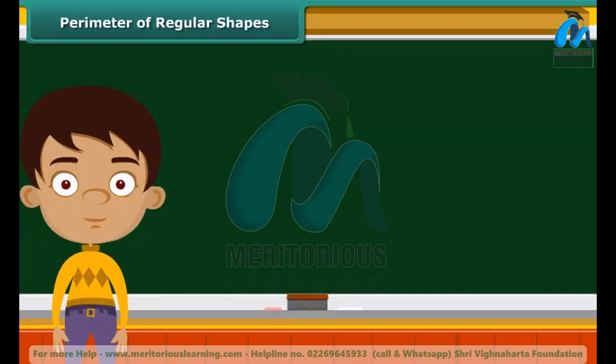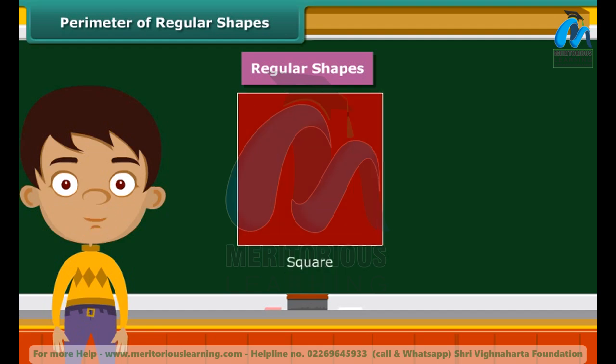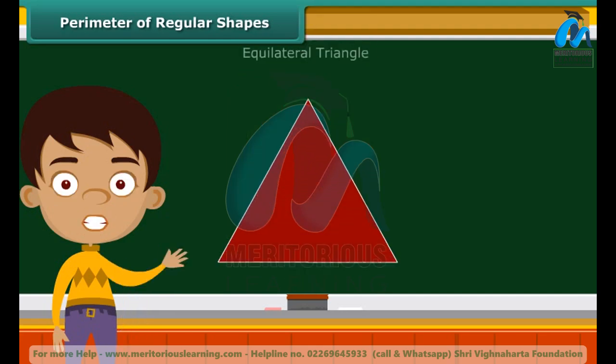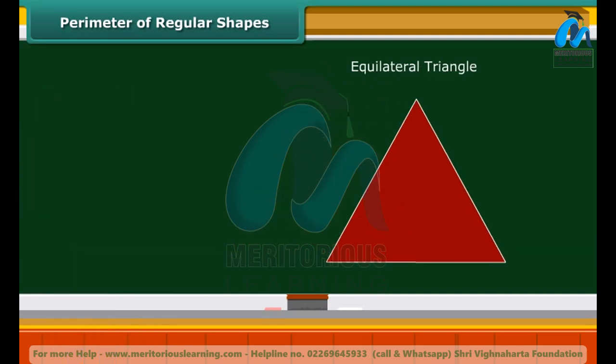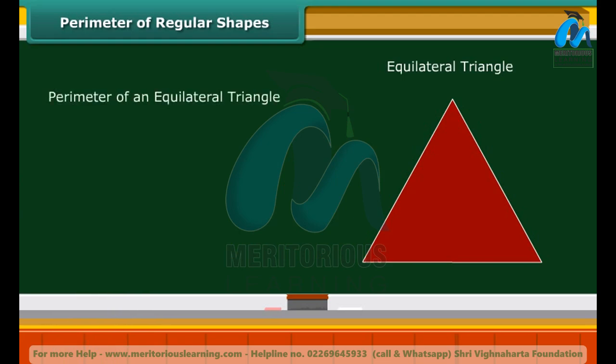Shapes that have all sides of equal length and all angles of equal measure are known as regular shapes. Square is a perfect example of regular shapes. Another regular shape is the equilateral triangle whose three sides are equal. Perimeter of an equilateral triangle is 3 multiplied by its side. Suppose there is an equilateral triangle of side 3 centimeters, then the perimeter of the equilateral triangle is 3 multiplied by 3, which is 9 centimeters.